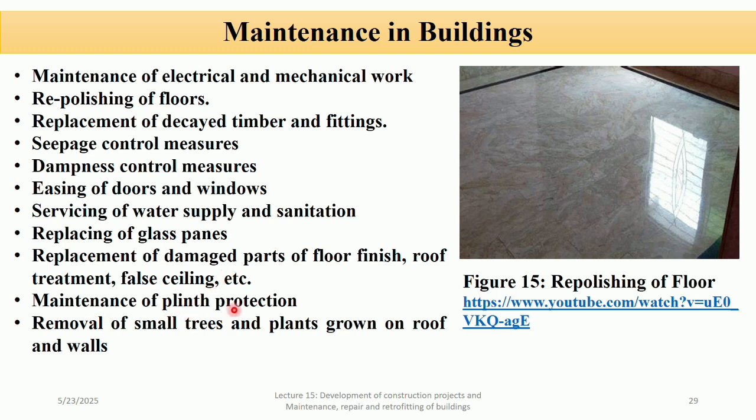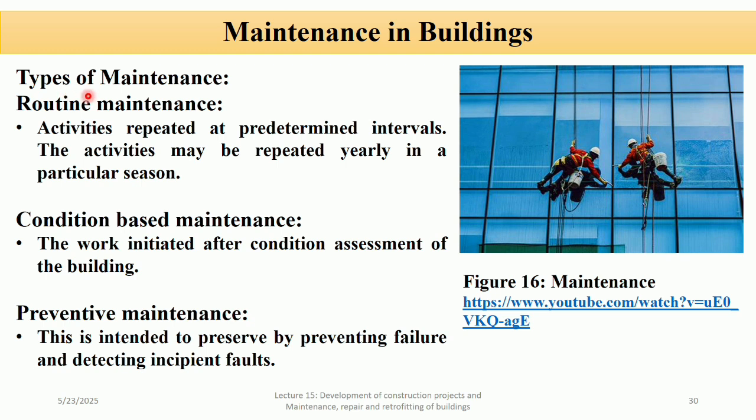Maintenance of plant protection. So keeping the area around the base of the building intact to prevent water entry and erosion. Removal of small trees and plant growth on roofs and walls. So clearing small plants or trees growing in unwanted places like roof and wall. So now let's discuss different types of maintenance.